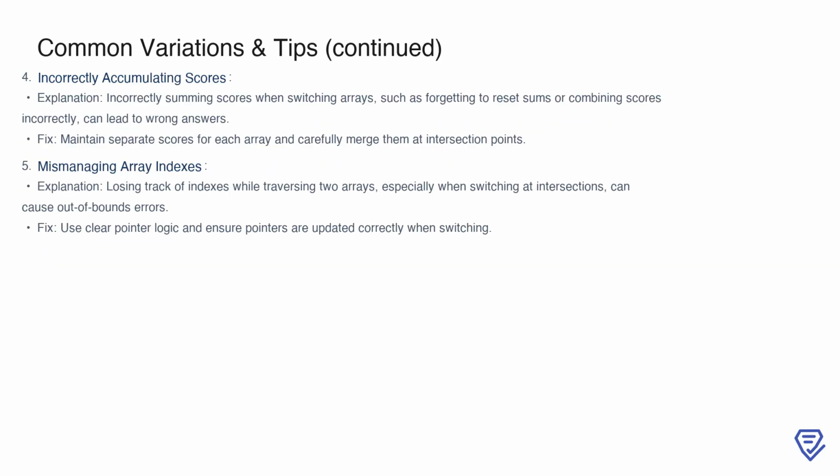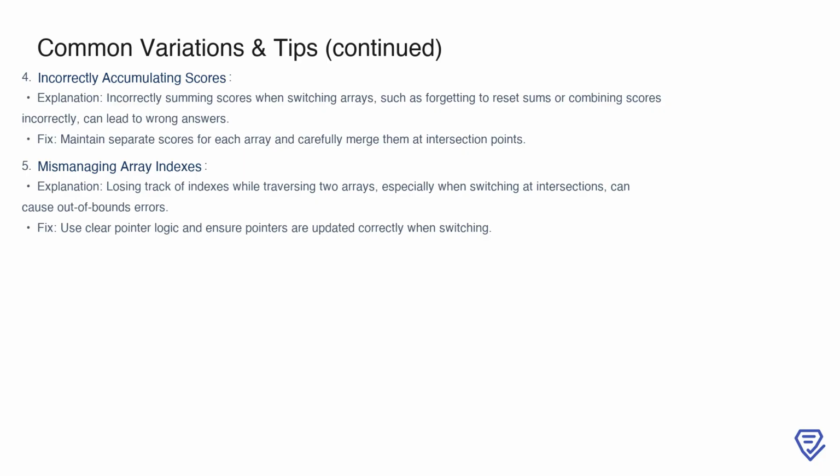Another mistake to watch out for is incorrectly accumulating scores when switching between arrays. Errors like forgetting to reset sums or combining scores incorrectly can lead to wrong results. To prevent this, maintain separate score trackers for each array and carefully merge them when you reach intersection points.